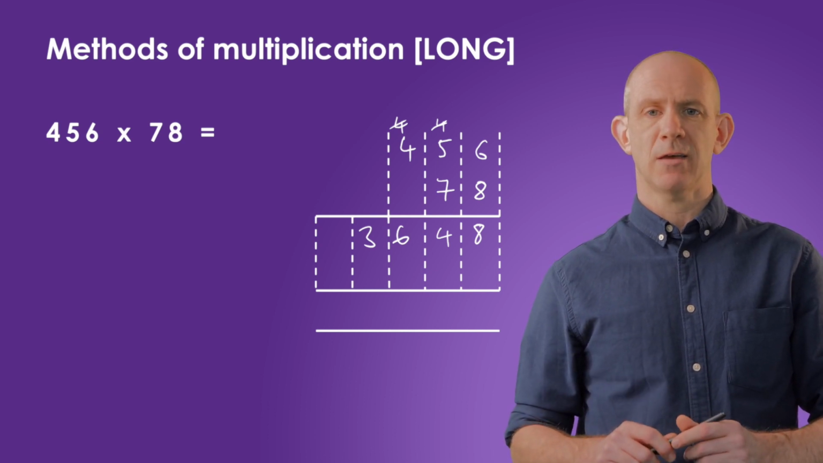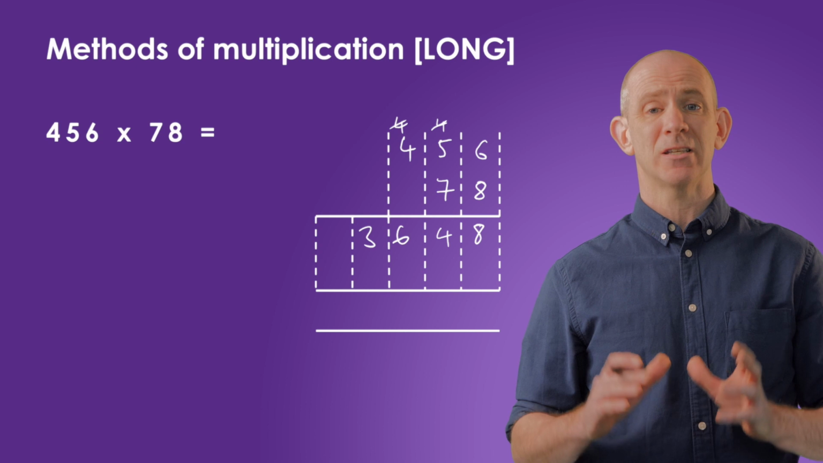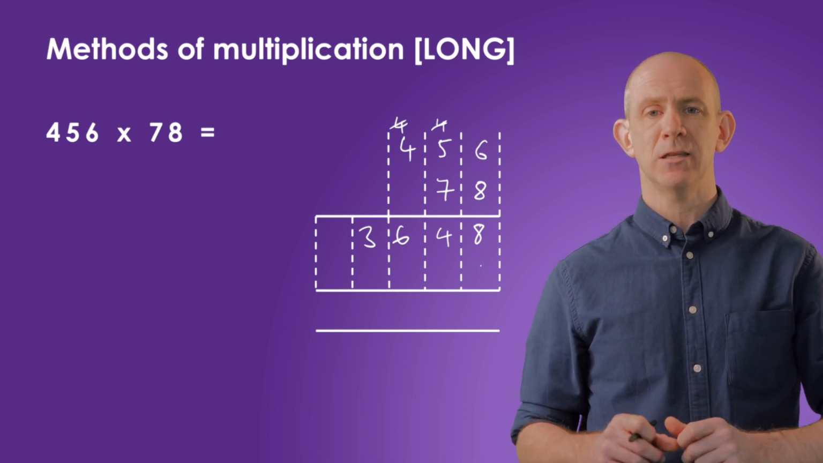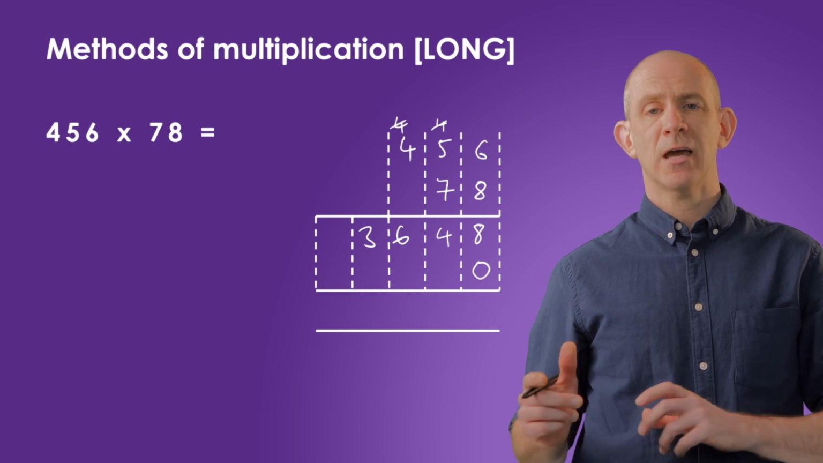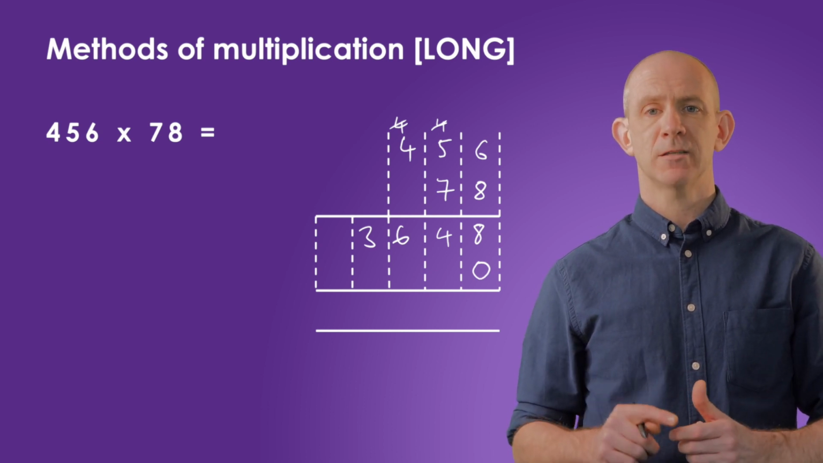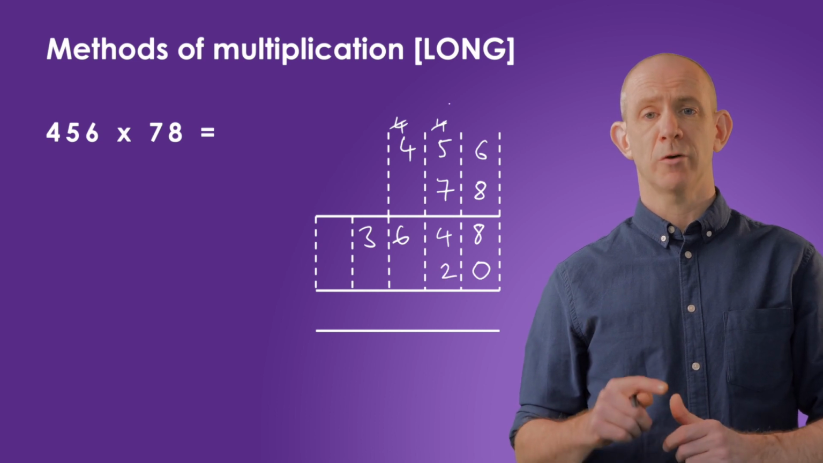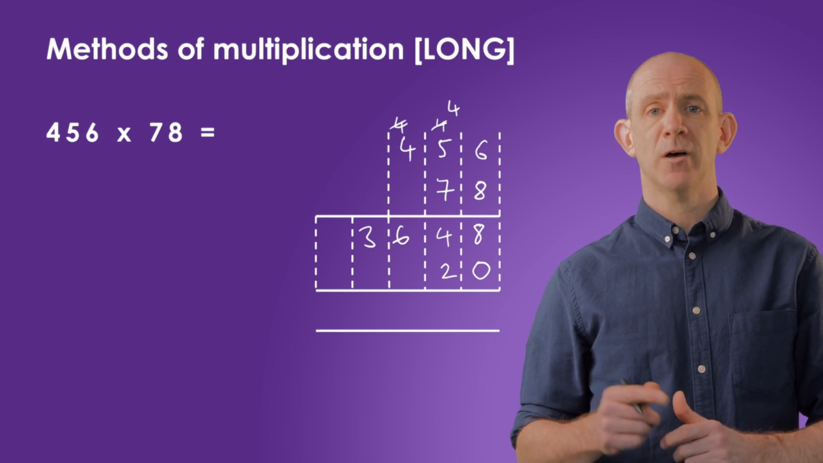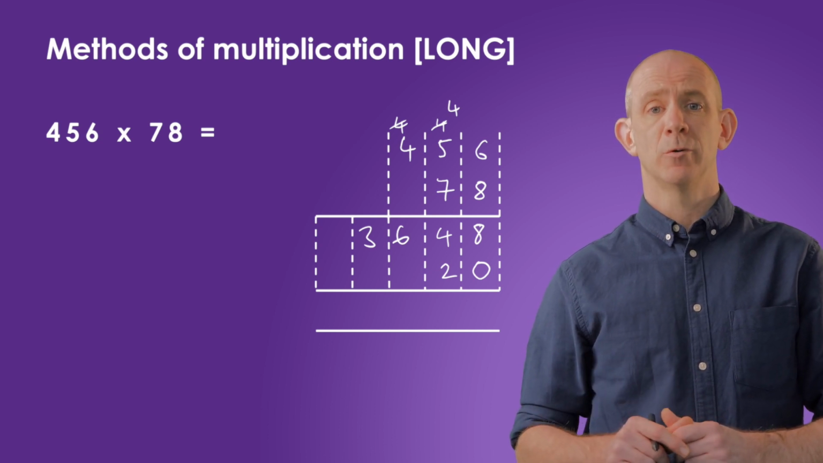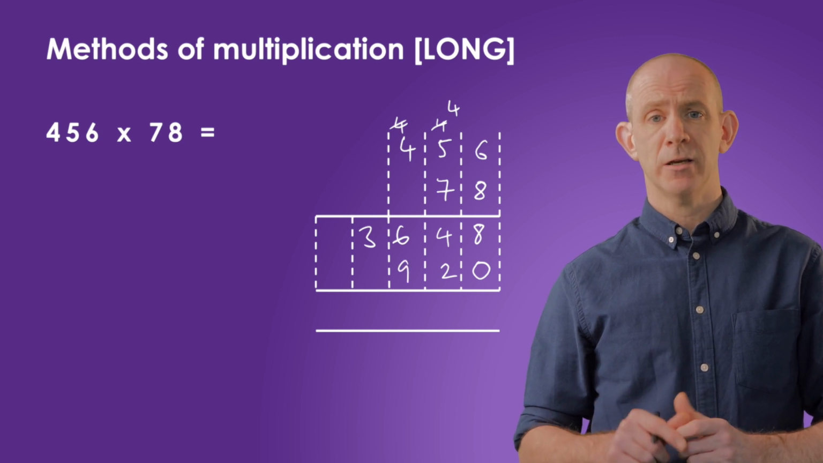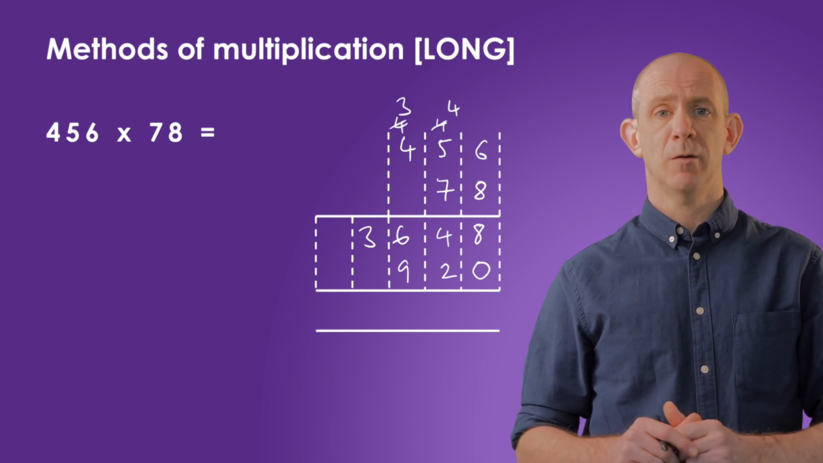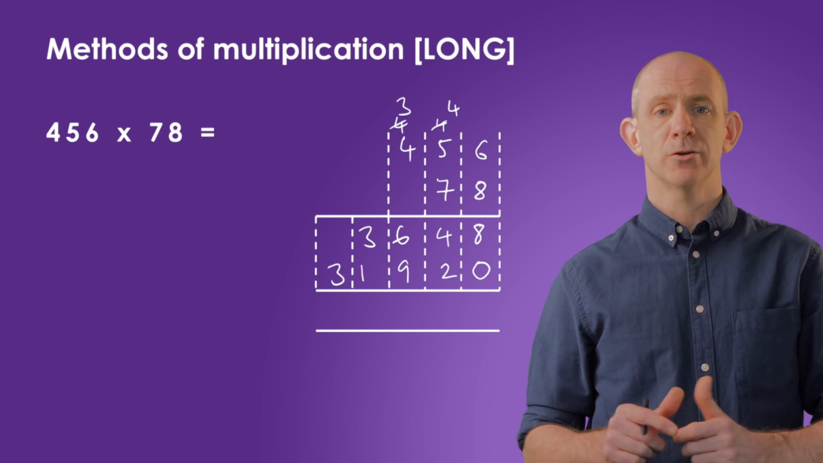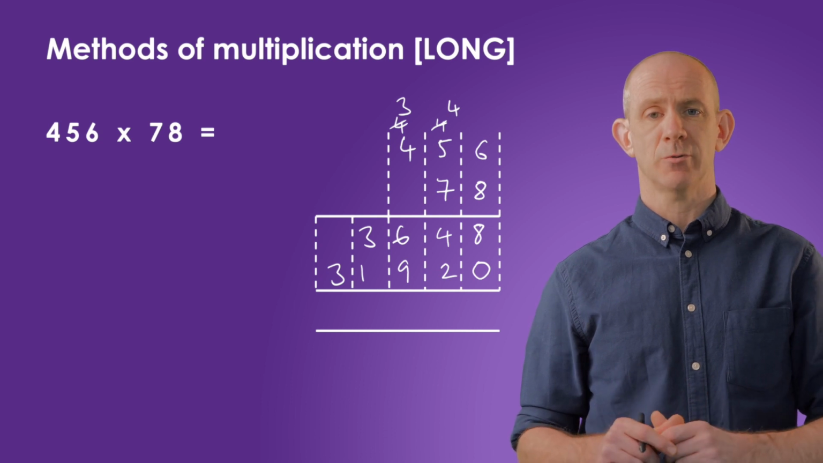Now I'm going to multiply by the 7. Now we have to remember that the 7 is actually 70. So in order to deal with that, I'm going to take the 0 from the 70 and put it underneath the 8 here. Now I can carry on with the rest of the multiplication. 7 times 6 would give 42, so I write the 2 here underneath the 4 and put the 4 above the 5. 7 times 5 would give 35, plus the 4 would be 39. I'm going to write the 9 underneath the 6 and put the 3 above the 4. 7 times 4 would give 28, plus 3 is 31, to give us 31,920.